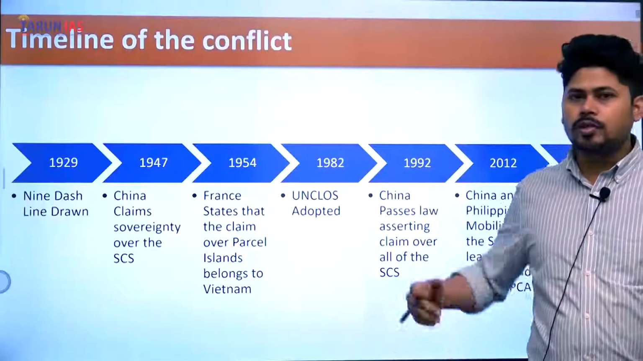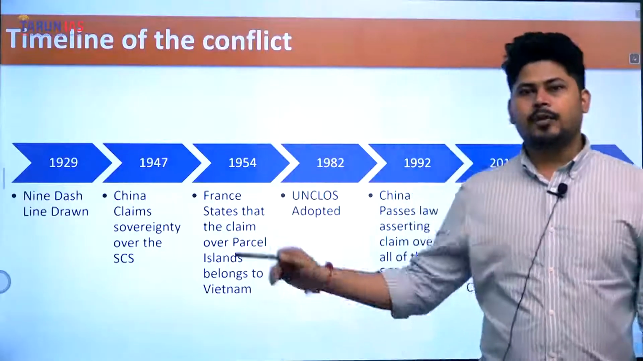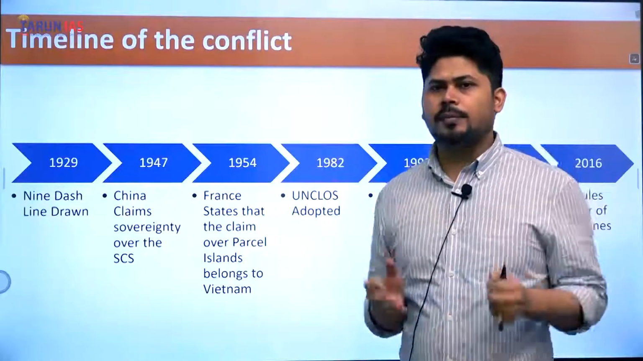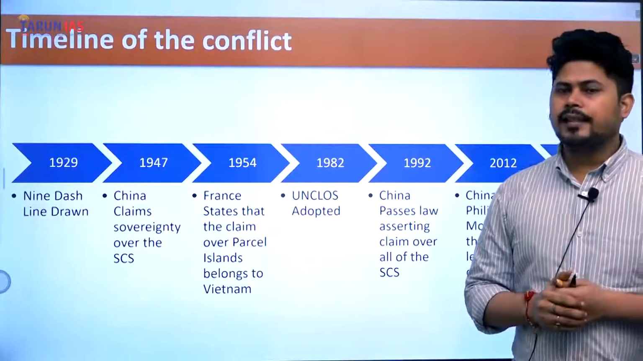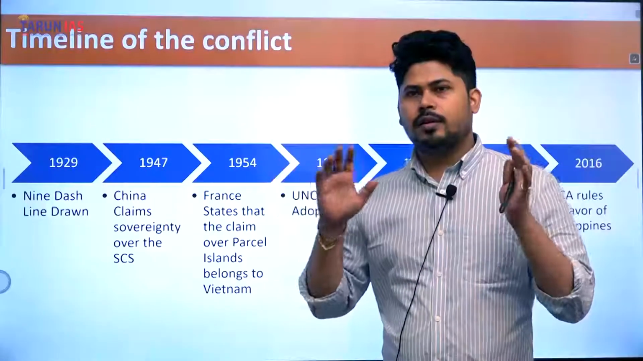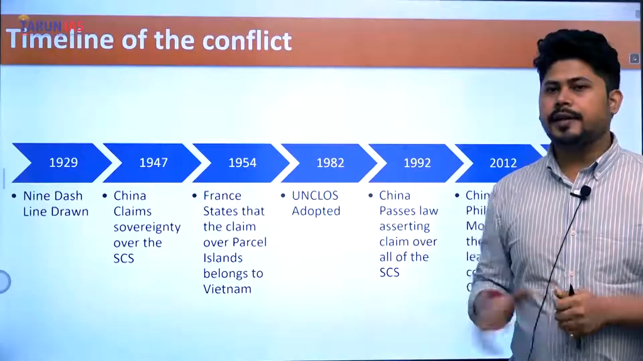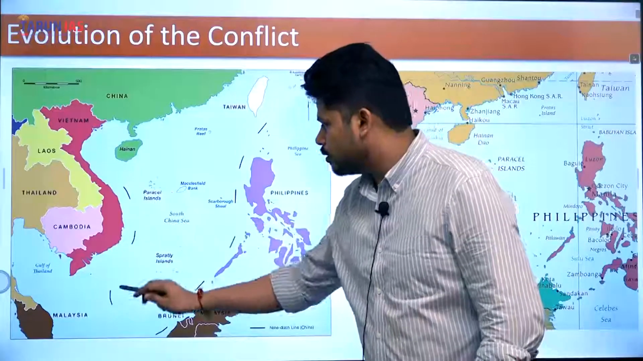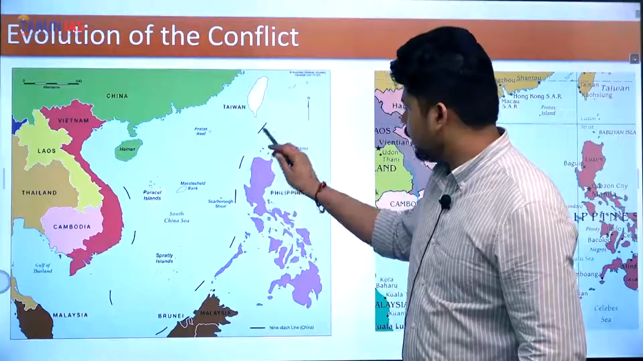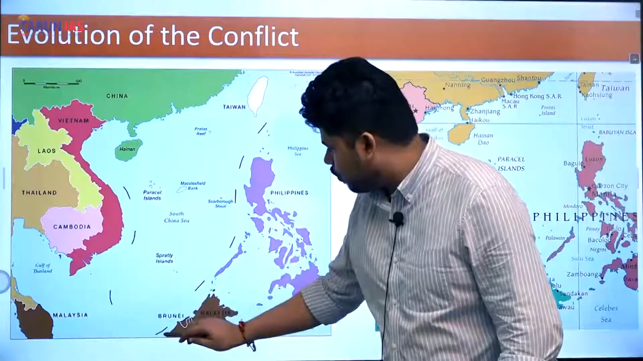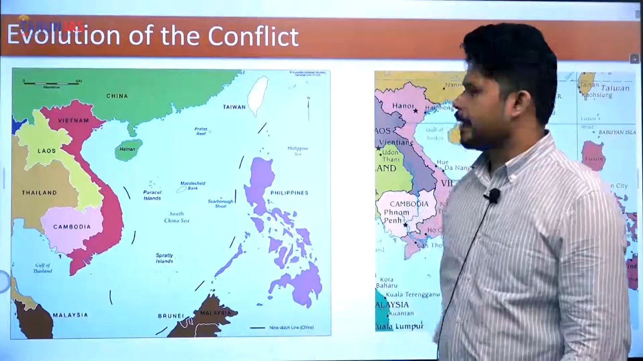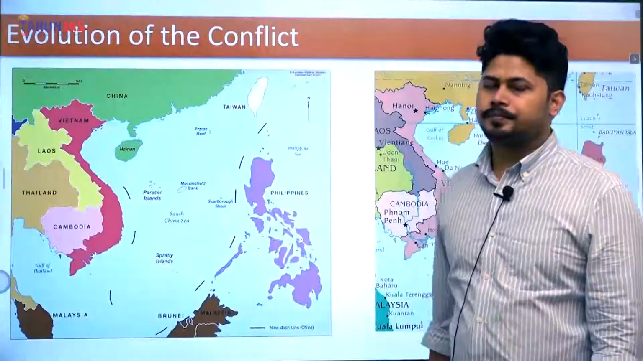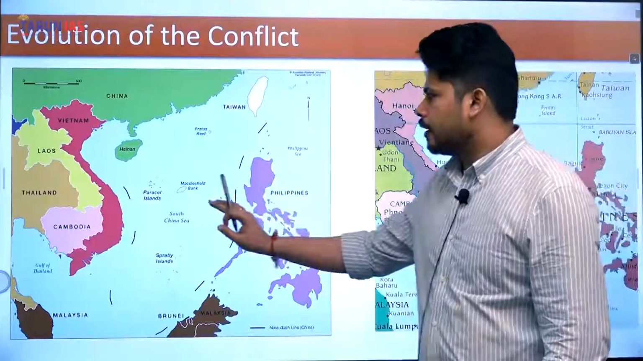The timeline of conflict, how this conflict evolved. What happened was in 1929, the Chinese government took some maps of the British colonial era and asked to draw a basic map of China. So what they did was they drew 9 dashed lines, 1, 2, 3, 4, 5, 6, 7, 8 and 9. So the mapmakers drew these 9 lines and gave this to China. This happened in 1929.